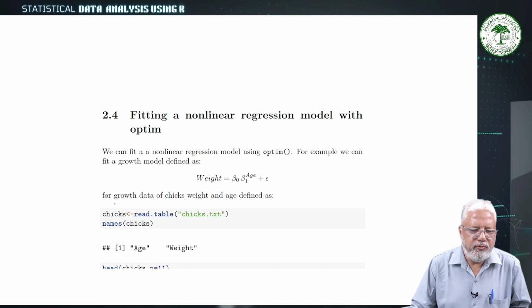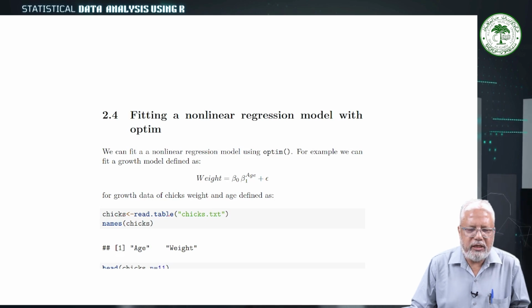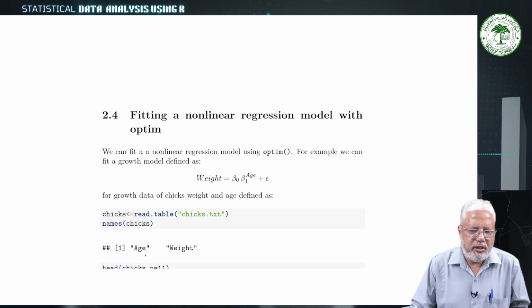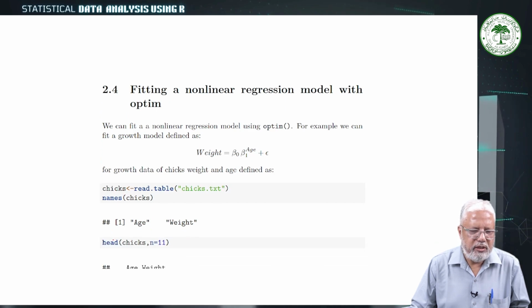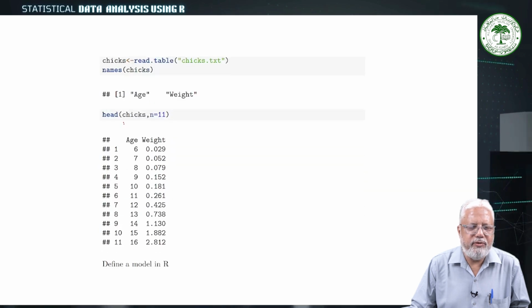Because this text file contains the data, we can read it. chicks is equal to read.table, chicks.txt, with names age and weight as the column names, and header; n is equal to 11. So, up to 11 observations we can see.